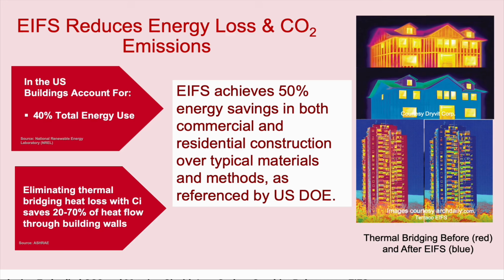So we want to eliminate that heat loss, or energy loss rather, and one way we do that is through continuous insulation. Exactly what it does is it eliminates something called thermal bridging. Thermal bridging is where we see the framing elements here in the top picture in yellow, the bottom picture in yellow, the residential example, the commercial example below. In fact, if we can eliminate most of that thermal bridging, we can save between 20 and 70% of the energy flow through the building and walls.